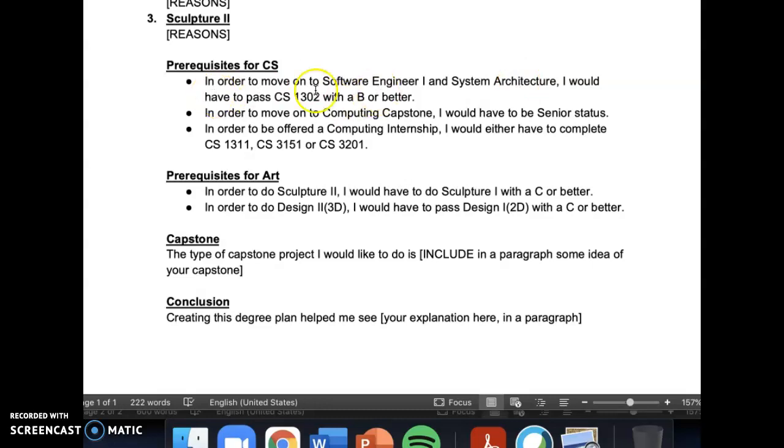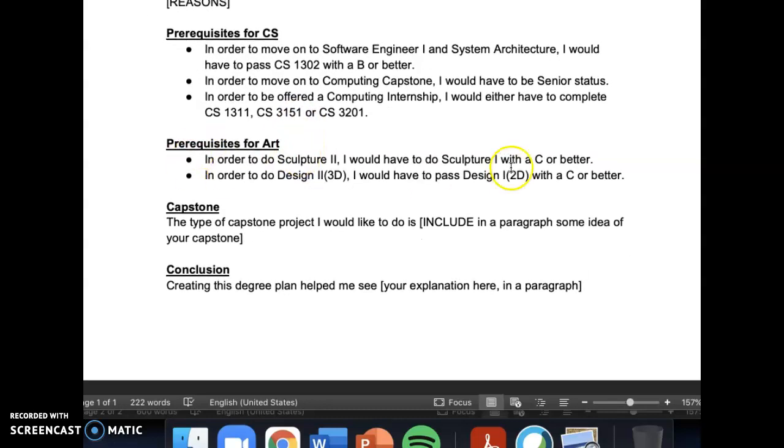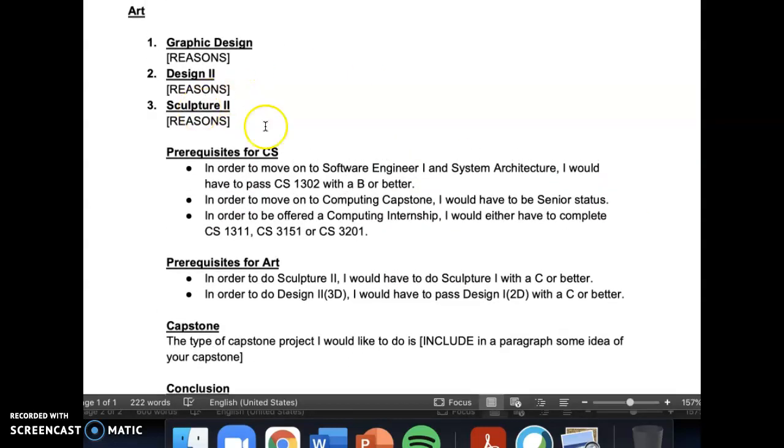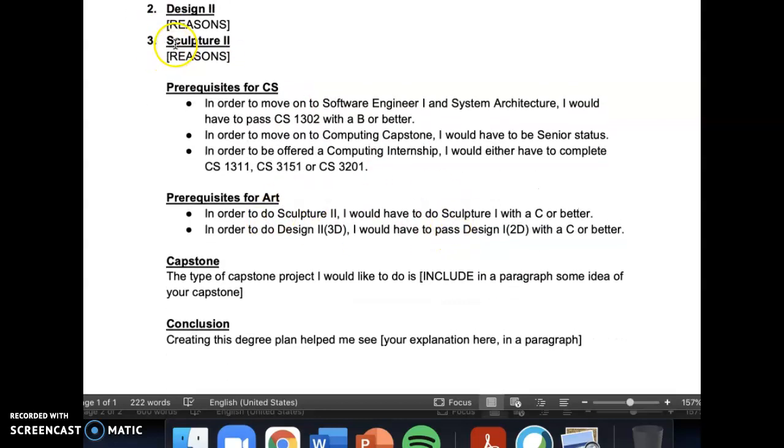prerequisites. Here's what I would want to do: pass CS 1302. I need to be a senior to do a capstone. And then for the internship, I need to complete 1311, 3151, or 3201. Prerequisites for art: Sculpture 2 requires Sculpture 1 with a C or better. In order to get the 3D design class, I would have to pass design with a C or better. So if you really wanted to take Sculpture 2, you couldn't just sign up for this class. You would have to take Sculpture 1. So that's actually 2 classes that you would be taking.